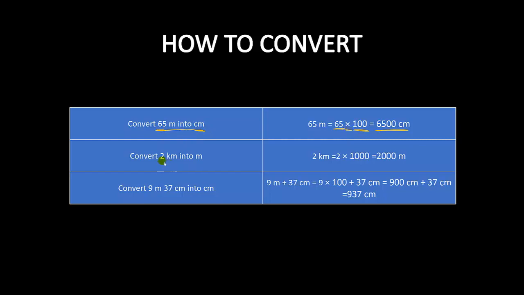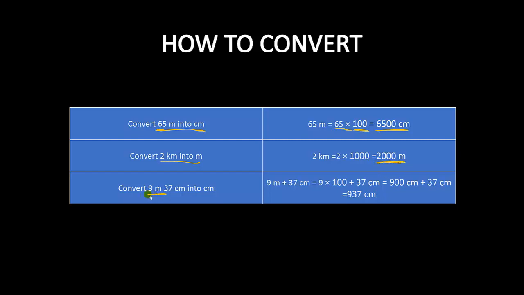Now, convert 2 kilometers into meters. 2 multiplied by 1,000. But why 1,000? Because we're jumping 3 times. So that means it's going to be 1,000. And when we multiply by 1,000, it's going to be 2,000 meters.